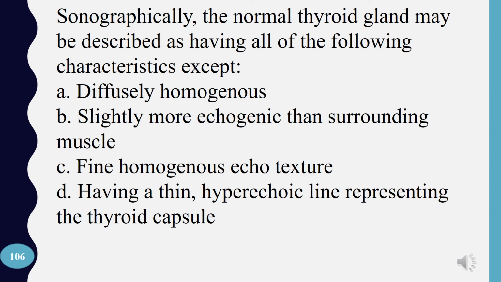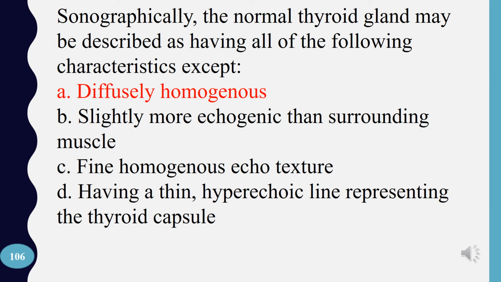Sonographically, the normal thyroid gland may be described as having all of the following characteristics except A. Diffusely homogeneous. B. Slightly more echogenic than surrounding muscle. C. Fine homogeneous echo texture. D. Having a thin, hyperechoic line representing the thyroid capsule? The answer is A. Diffusely homogeneous.